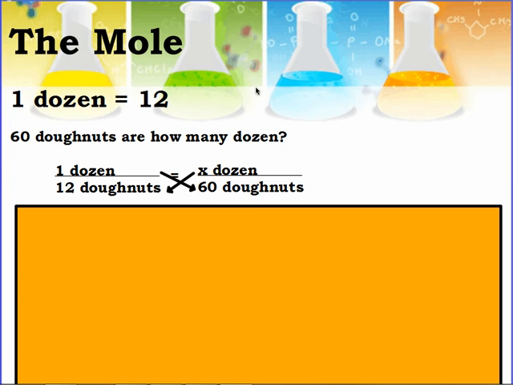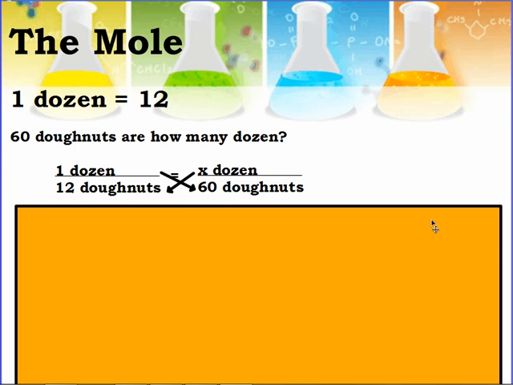I set up my ratio on the left-hand side of the equation. 1 dozen over 12 donuts is equal to... where did I get these numbers? They're directly from this equation. I was given 60 donuts and asked for how many dozen. So how many dozen is my unknown, and I put my 60 donuts on the bottom. Why did I do that? Because I want to keep my units the same. I've got donuts on the bottom and dozen on the top.